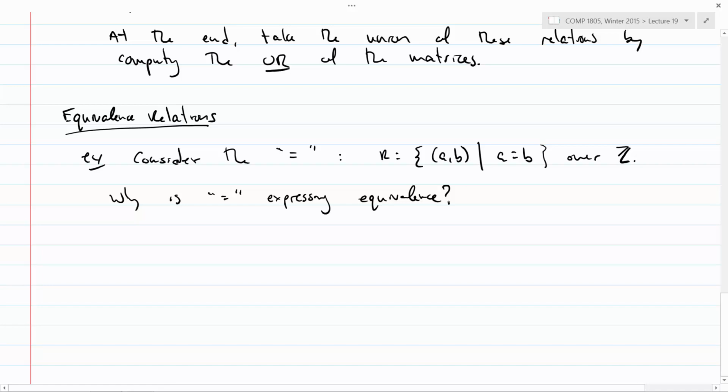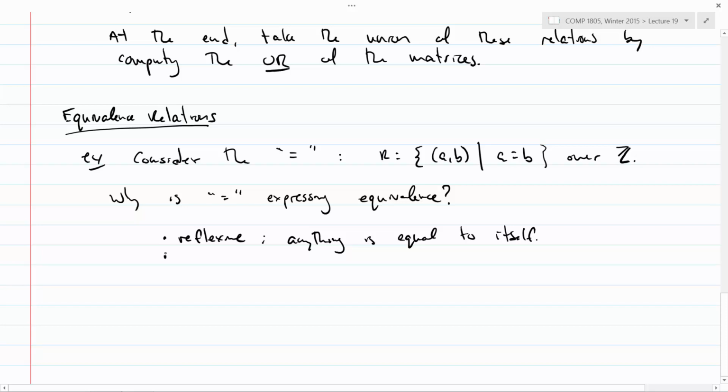Right, so something should always be equal to itself. Right? 5 equals 5, 6 equals 6, 7 equals 7, and so on. So the idea of being reflexive seems important, right? Because anything is equal to itself. That seems pretty reasonable.